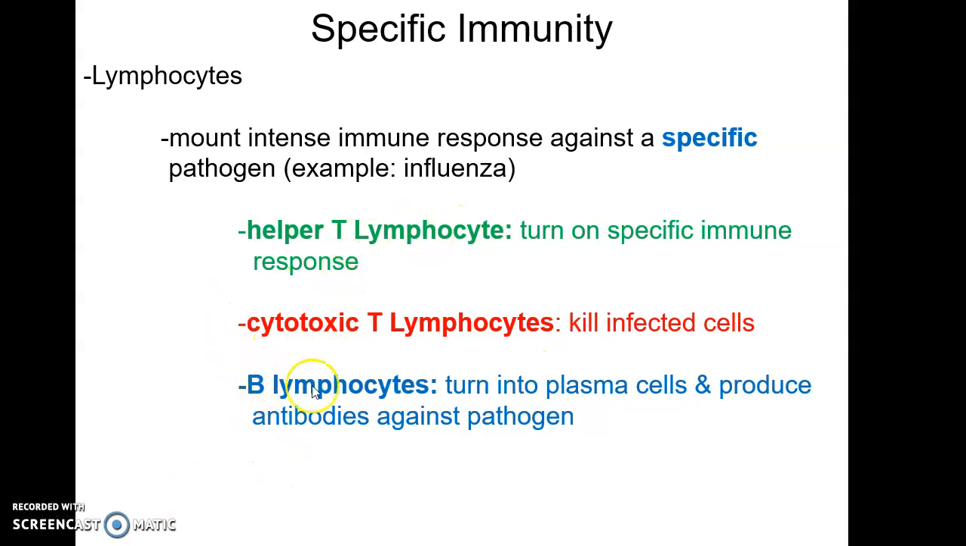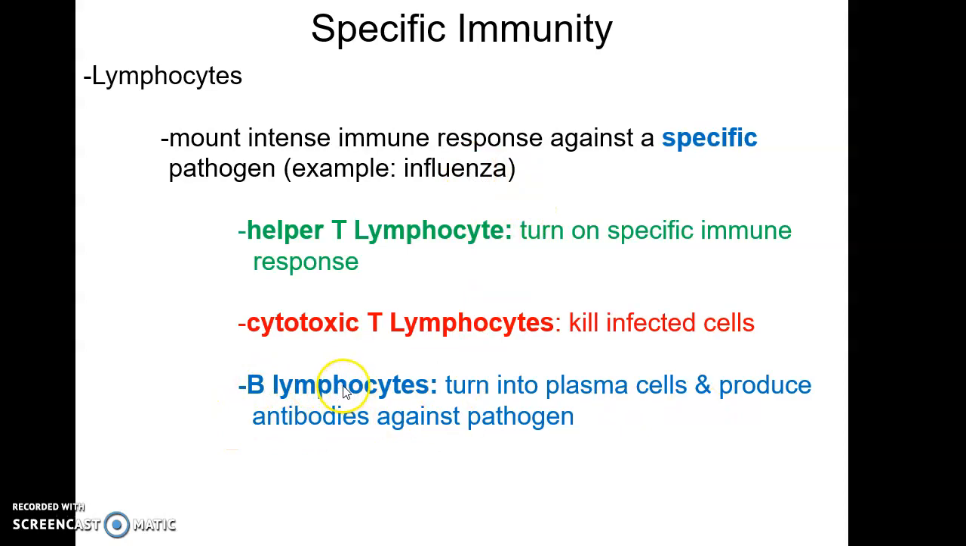And then the helper T cells also activate B lymphocytes. And the B lymphocytes will then turn into plasma cells, and plasma cells produce antibodies against the pathogen. So in our example, the helper T lymphocyte activated by influenza will turn on the B lymphocytes that specifically will become plasma cells that produce antibodies against influenza.